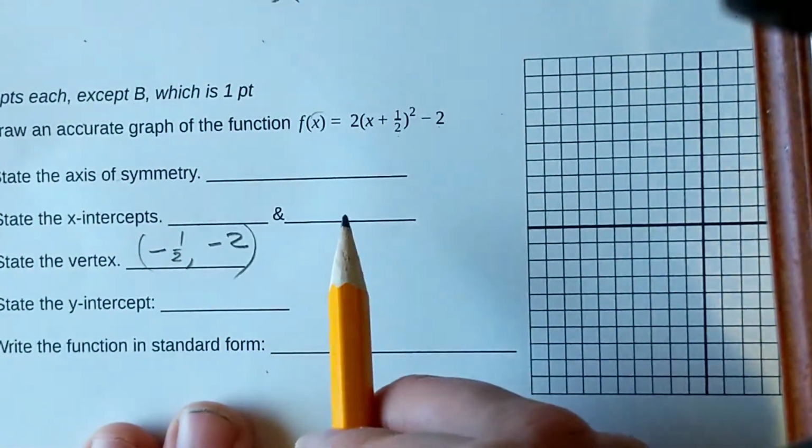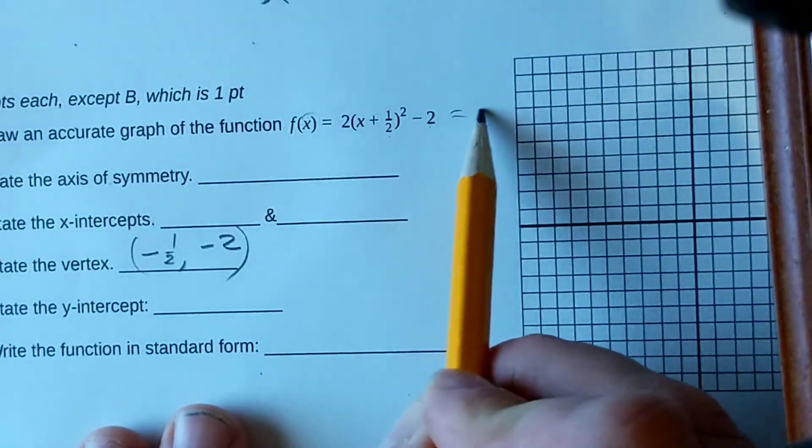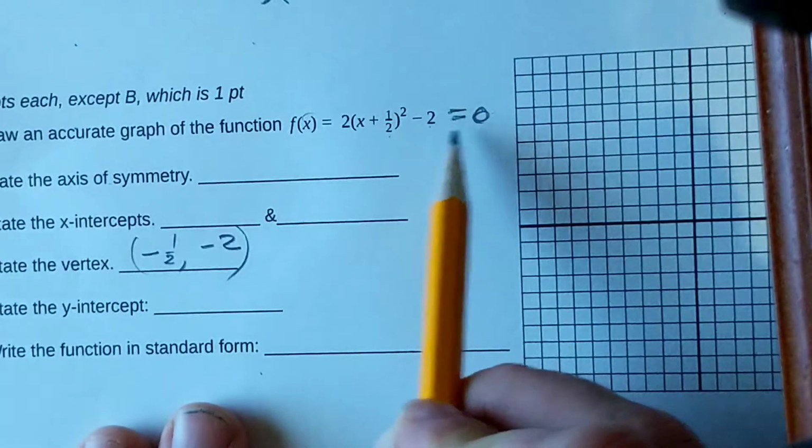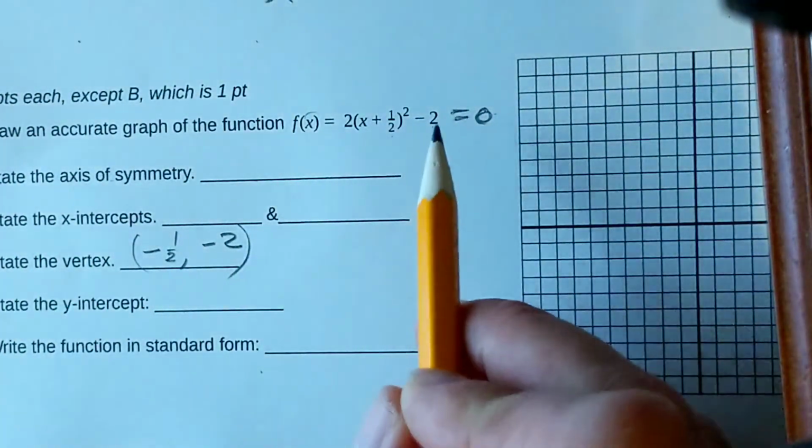X-intercepts. We have to ask when is the function spitting out 0 as an output, because those places where it spits out a 0 as an output are x-intercepts. Some input, comma, 0 as the output. So let's just set it equal.